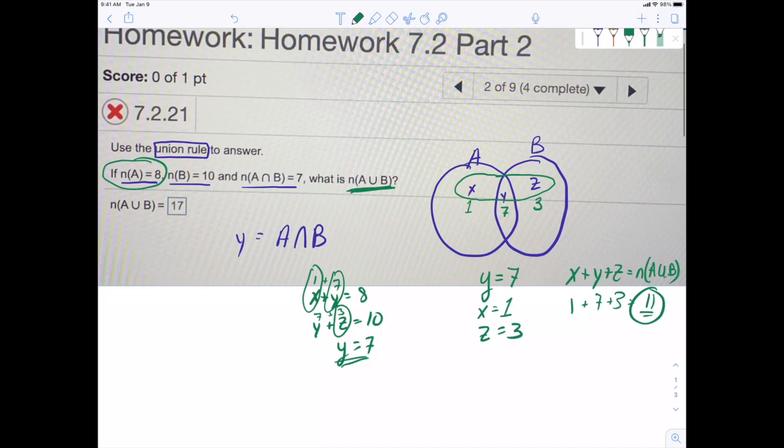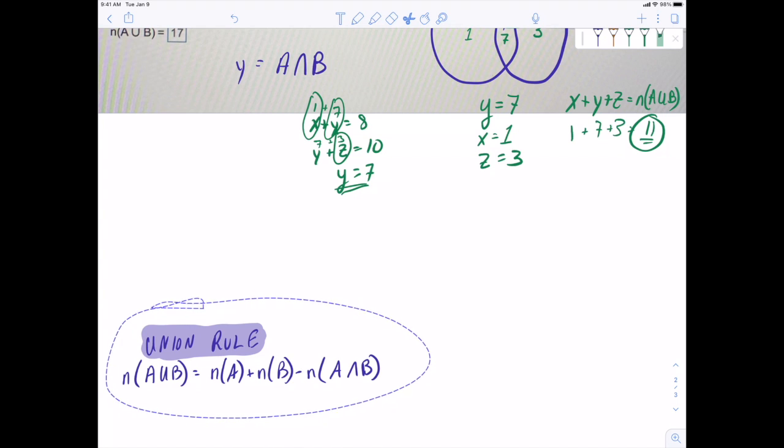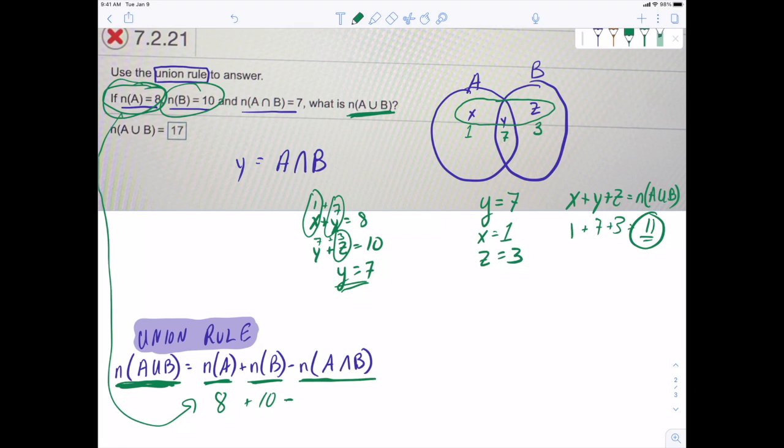Now, the other way to do this problem is to think about the union rule. And the union rule says this. The number of things in a union of two things is the number of things in one plus the number of things in the other minus the number of things that they share. So in this case, the number of things in A is 8. We know that from up here. The number of things in B is 10. And the number of things in their intersection, or the number of things they share, is 7.